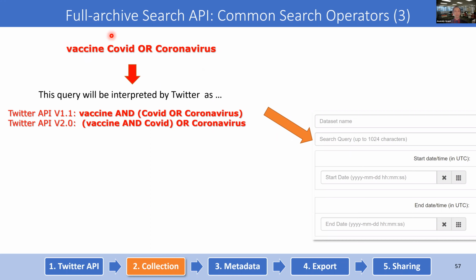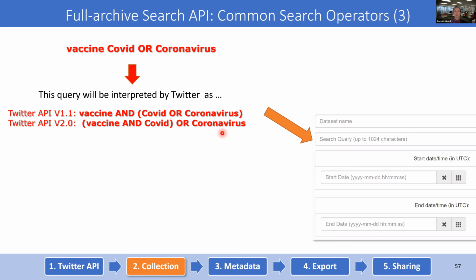So it would interpret this search query as, give me all tweets that include the word vaccine and either include the word COVID or coronavirus. But the new version is more in line with the mathematical use of and or. So it will interpret this search query in this way. It will say, give me any tweets that include keywords vaccine and COVID, or any tweets that are just about coronavirus. See the difference?